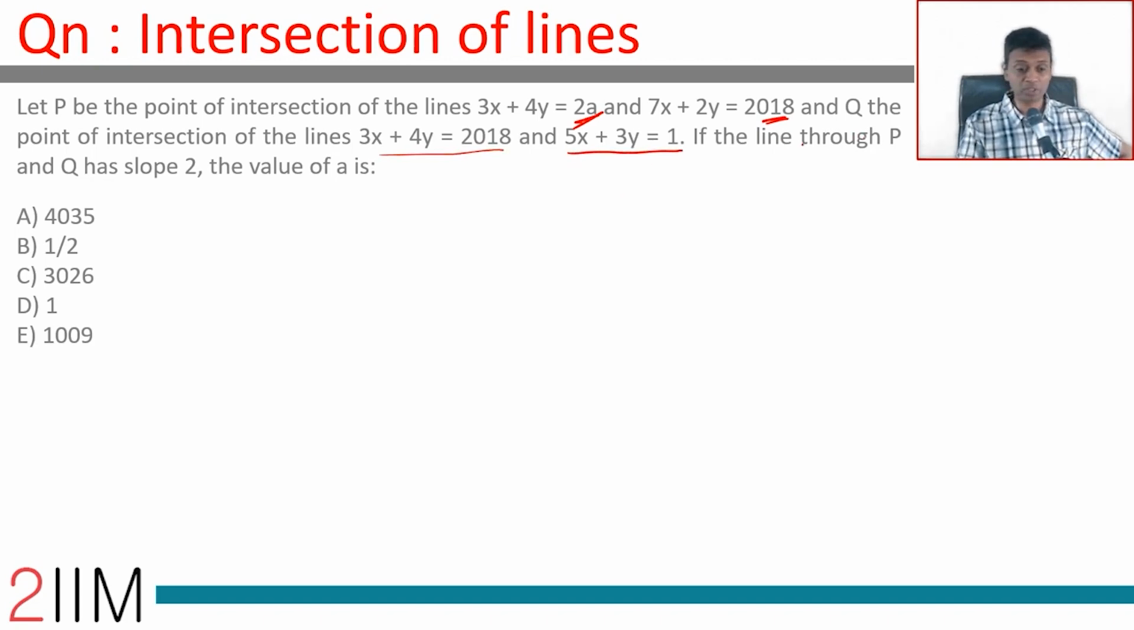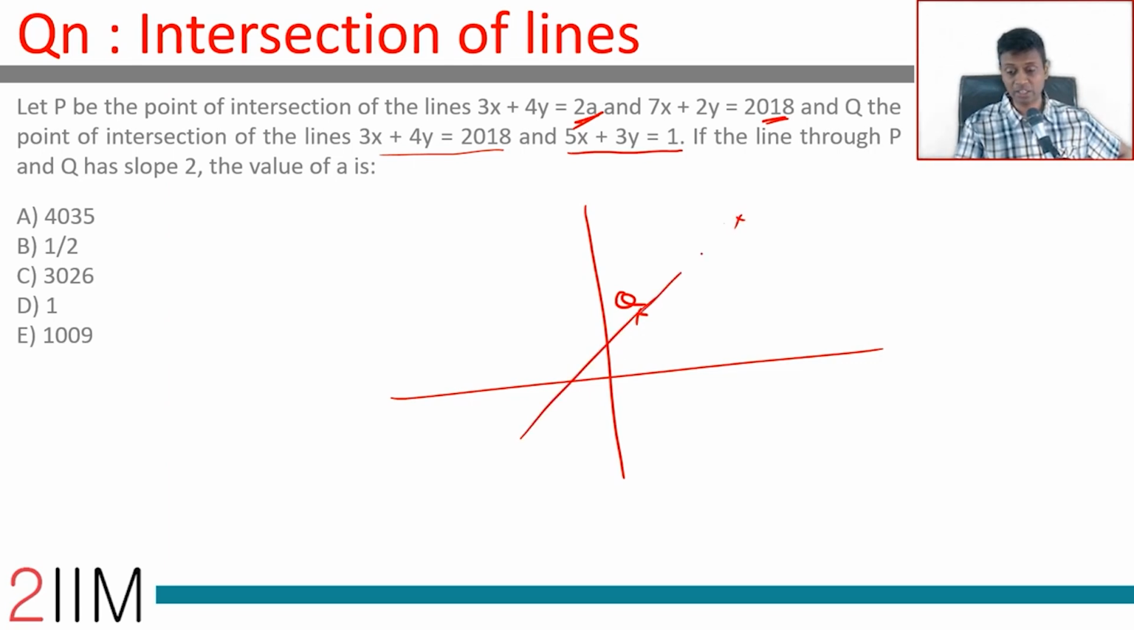The line through P and Q has a slope of 2. The value of A is... First thing to notice is that we can find Q. We can locate Q somewhere, and then we know that through Q and P, the line has a slope of 2. Using that, we can find A. So that's the idea. Q we can find. That's the point of intersection of these two lines. So we can locate Q, and then we can get P in terms of A, and then use the idea that PQ has a slope of 2 or something along those lines.